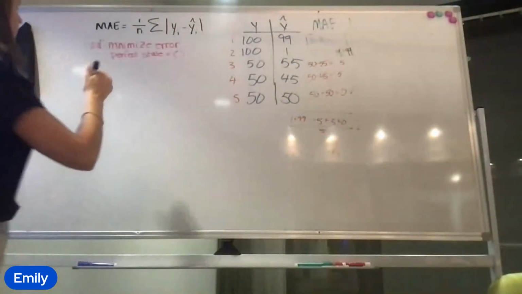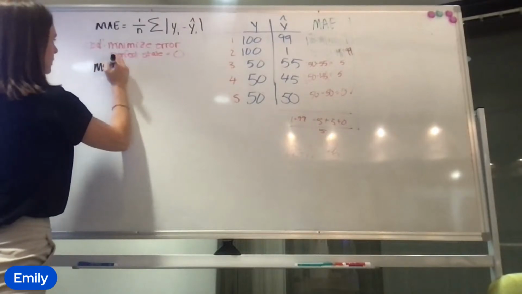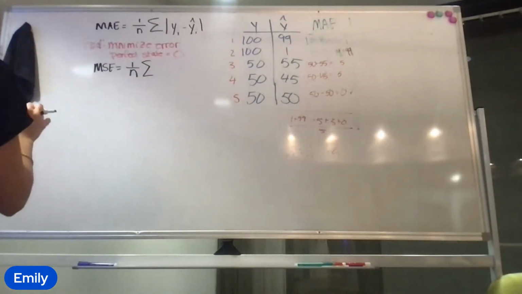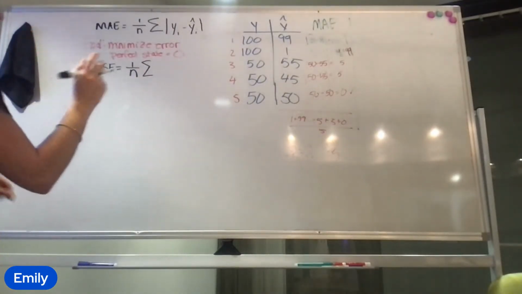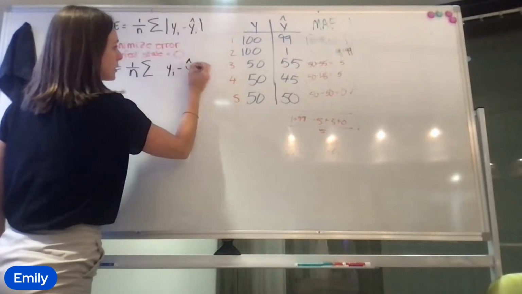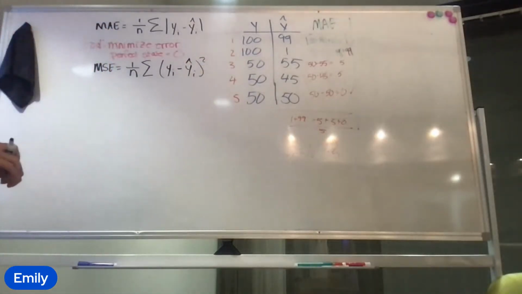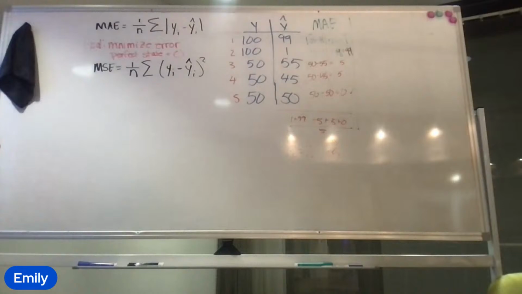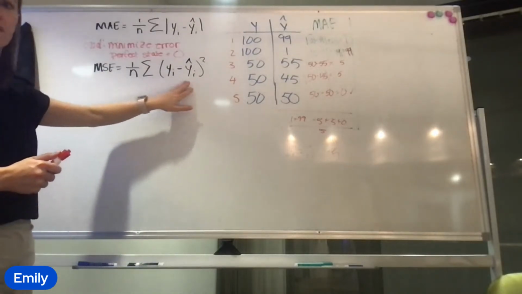Okay, mean squared error. One over n summation, which again, remember, just means we take the average. And we're going to take y at i minus y hat at i. But instead of taking the absolute value, we're going to square it. Why are we squaring it? Why would we square this? y minus y hat.